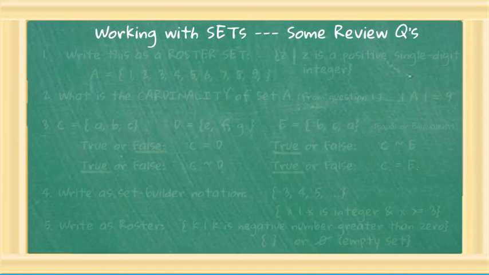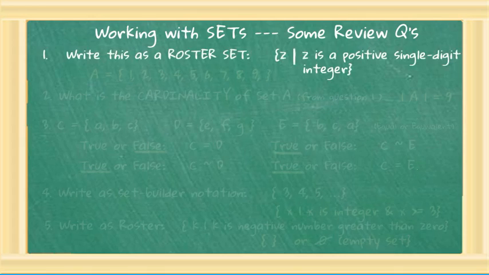All right, here's some review questions from the previous lesson where we introduced sets and talked about some terminology. Let's look at a few of these. Write this as a roster set: all z such that z is a positive single-digit integer. Positive must be greater than 0, and single digits must be less than 10. So what does that give us? In roster notation, that's 1, 2, 3, 4, up to 9.